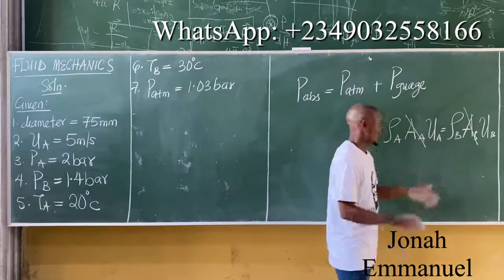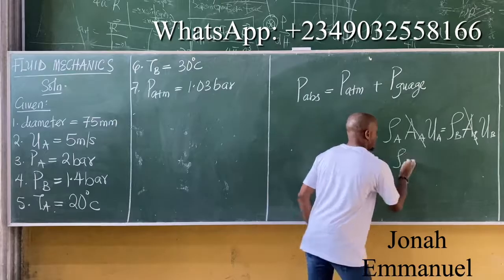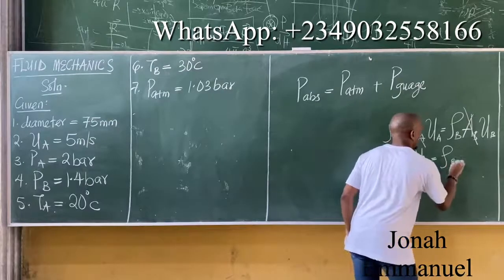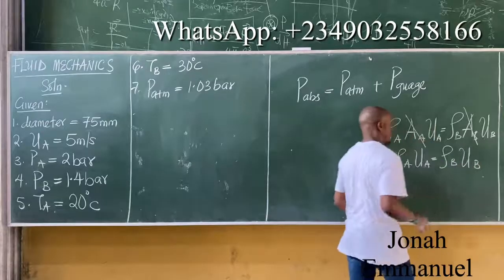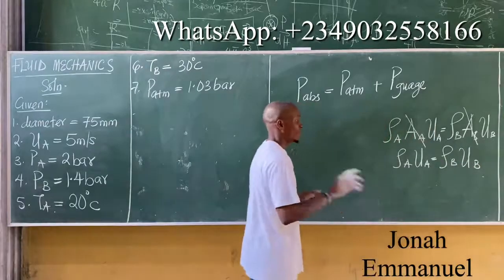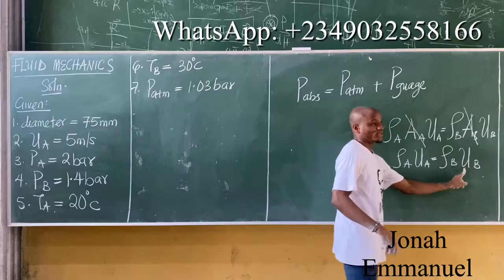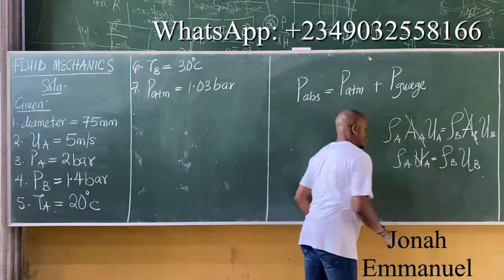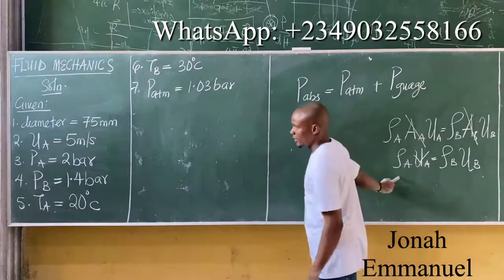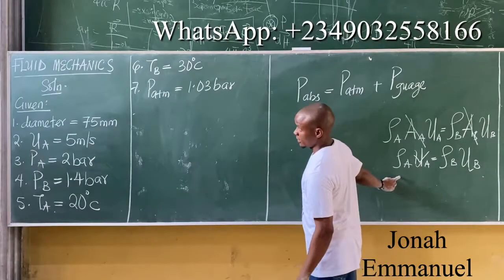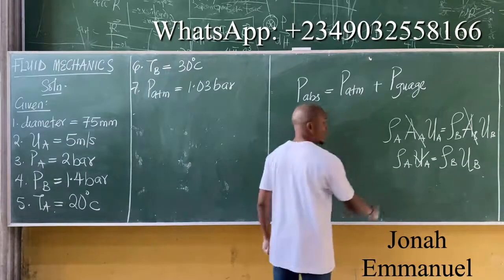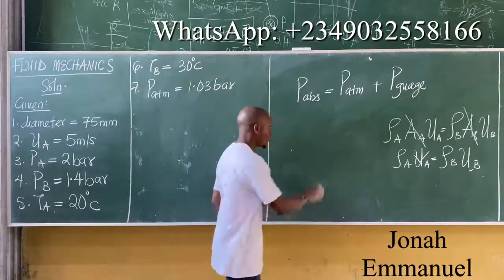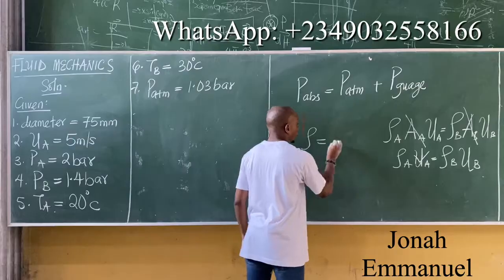So it will work. I'm now left with density at point A times U at point A equals density at point B times U at point B. What do I have? What do I not have? I'm asked to find velocity at point B. That's this. Do I have density at point A? No. Can I find it? Yes.